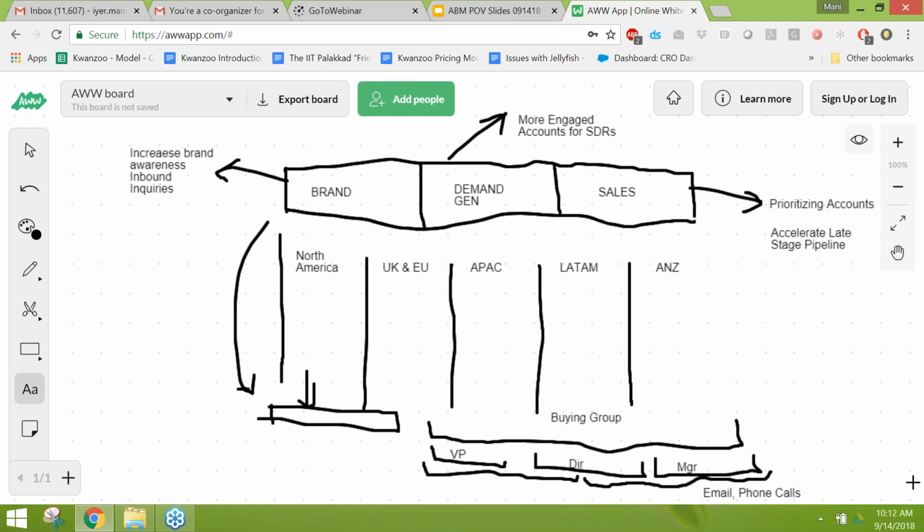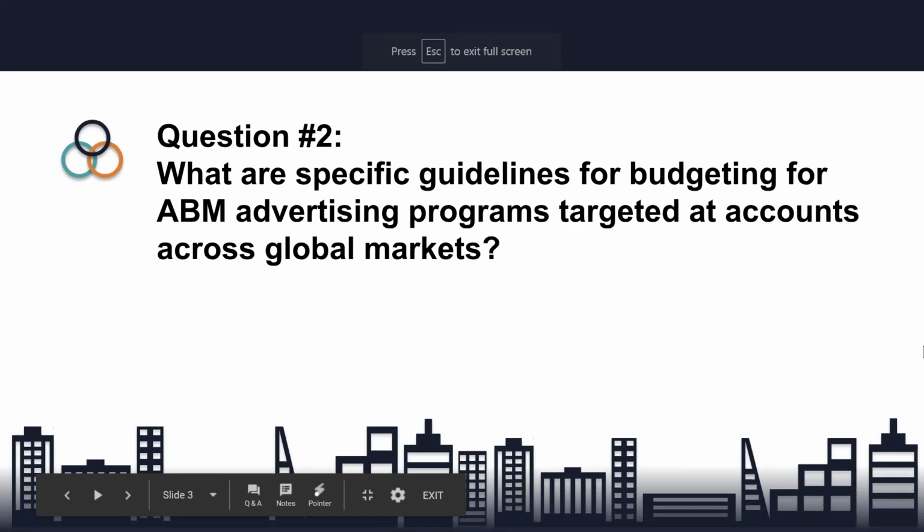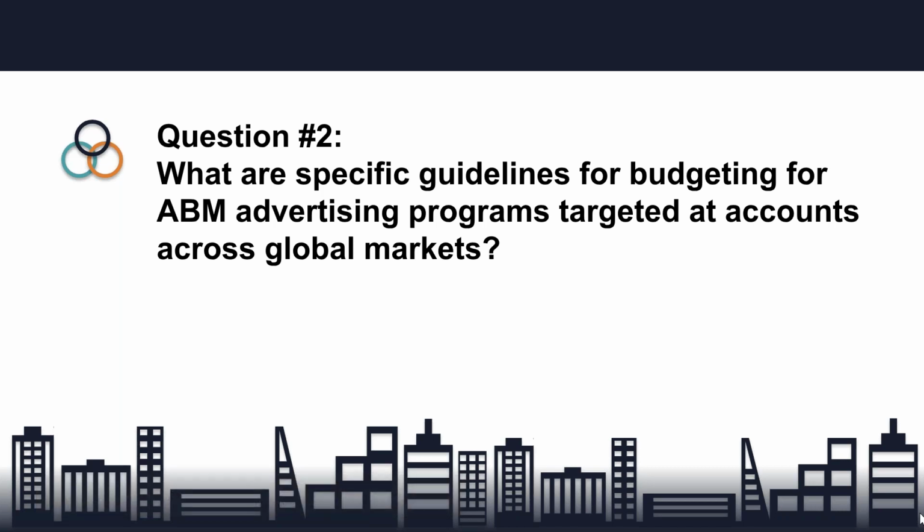So, playing off of that, Money, let's say people have put the time into planning their priorities and their geographies and who they want to target. Obviously, budgeting is a big issue here. What specific guidelines would you propose that people follow if they're trying to target accounts across global markets?